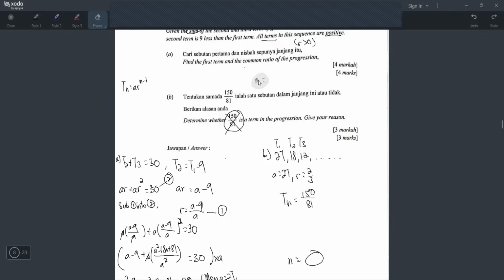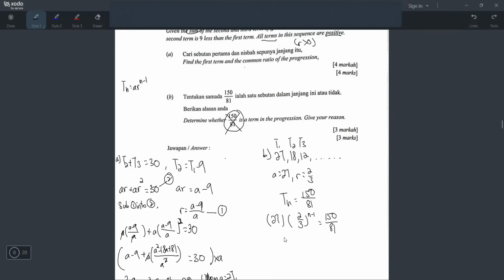Okay, because if you have decimal means it's not one of the term. Okay, you understand? So now we use the ar^(n-1) formula again. So the a is 27, and then the r is 2 over 3, and then the n I want to find. So just write 2/3 power n minus 1 equals 150 over 81. And now you will find your n.